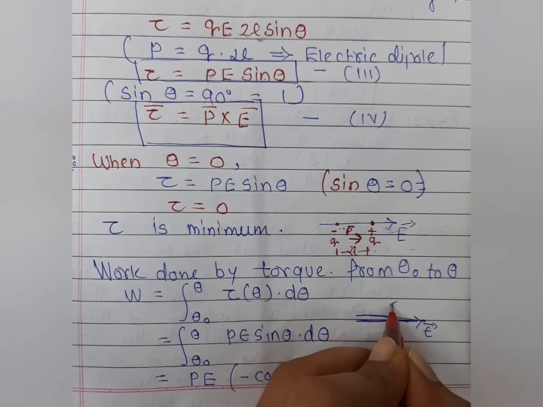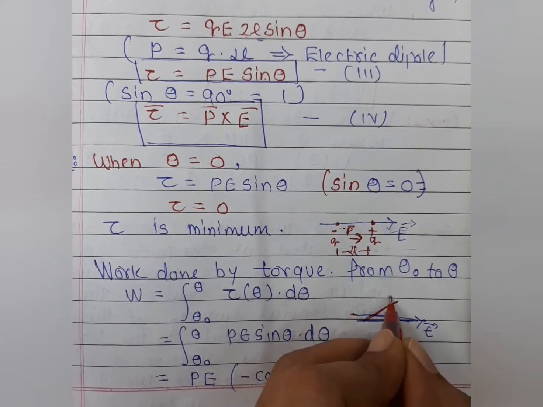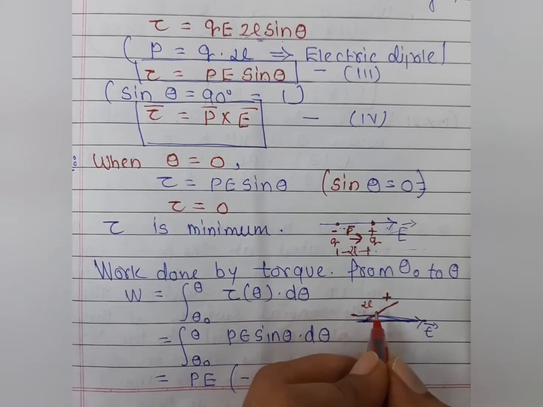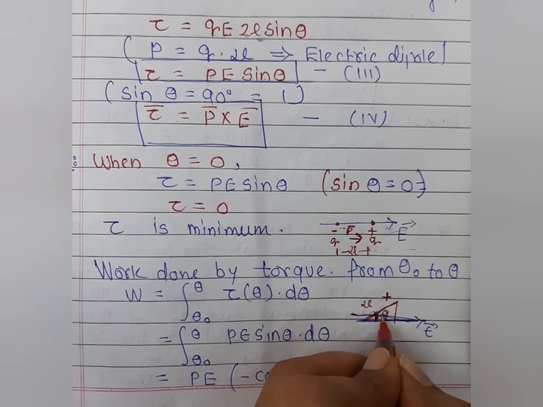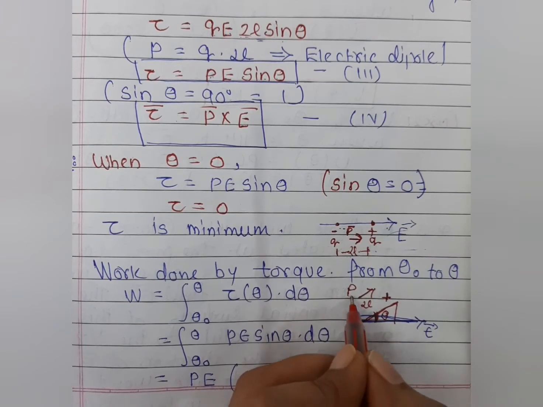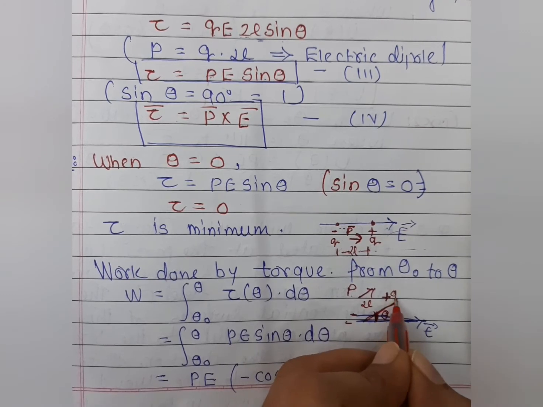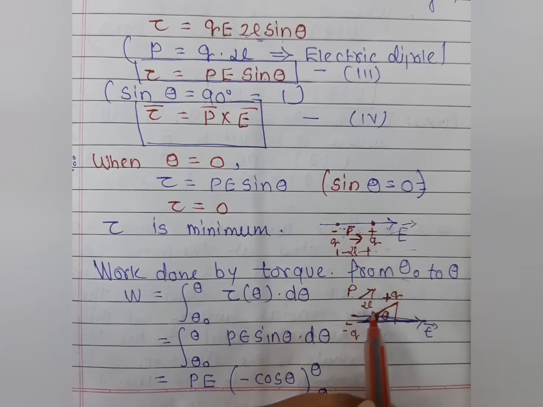Suppose these charges are displaced in this direction, with the minus charge here and the plus charge here, and they make an angle theta. So now you get it, students, because here we consider P. P and E make angle theta, because the minus charge and positive charge form a dipole. Initially the dipole and electric field are at angle theta naught, and when they make some angle theta, how much work done is required for this electric dipole when it is rotated in the electric field?